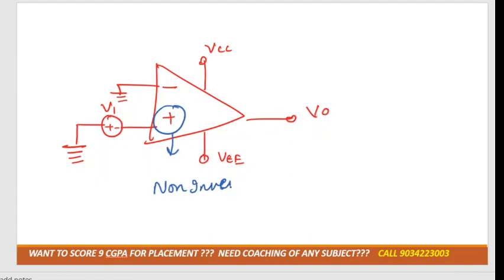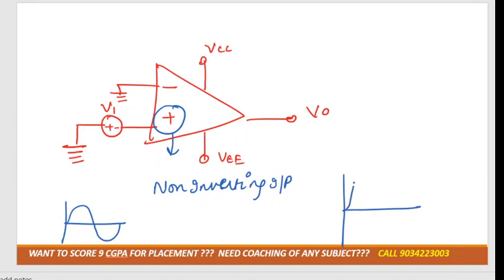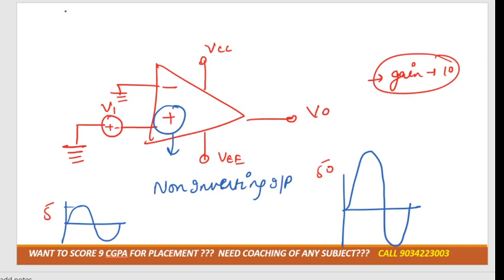In this case my output will not be inverted. The output will be the same, with only a change in magnitude. Suppose I provide the positive half first, then the negative, and in the output I also get the positive half first and then the negative, but there is a change in magnitude. Here the maximum magnitude is 5 and there it is 50, so the gain is again 10 times.